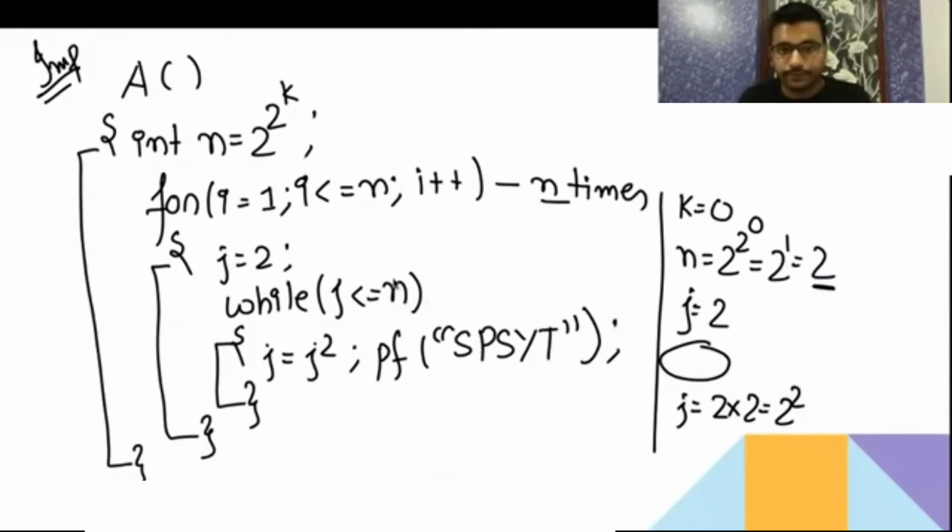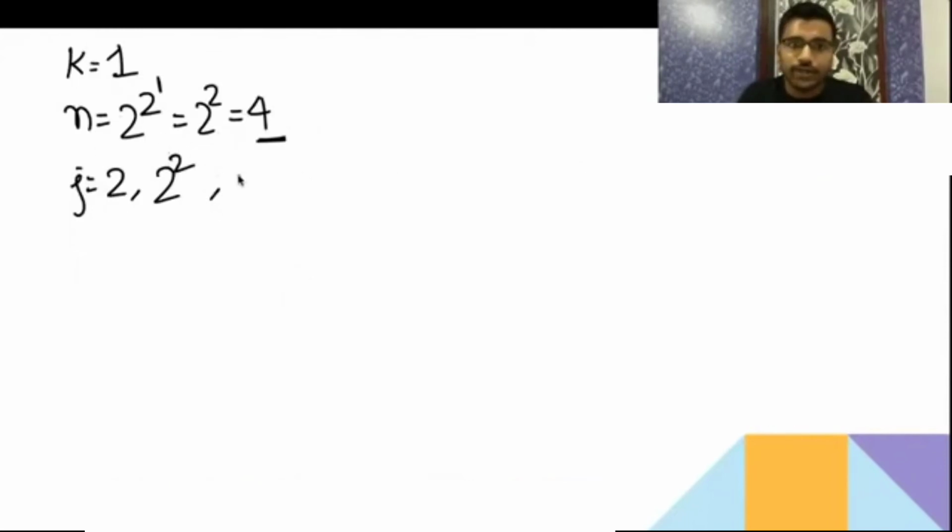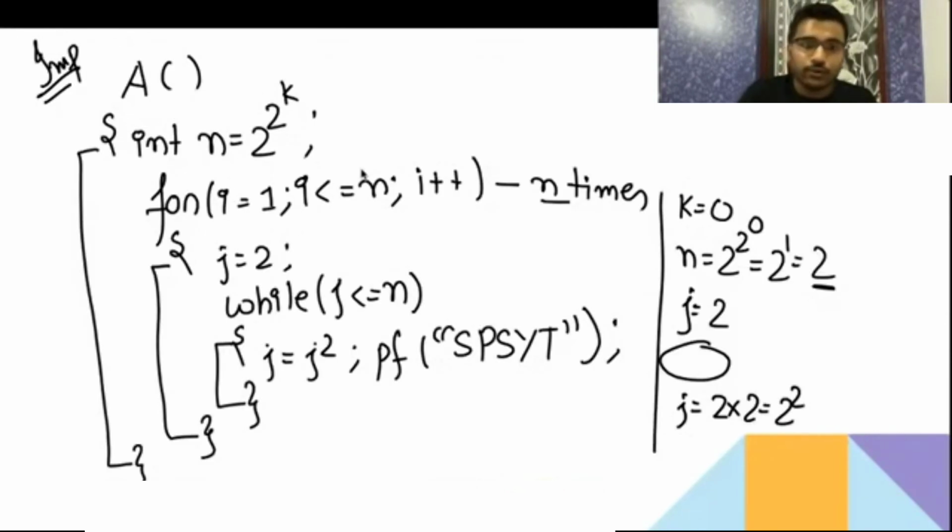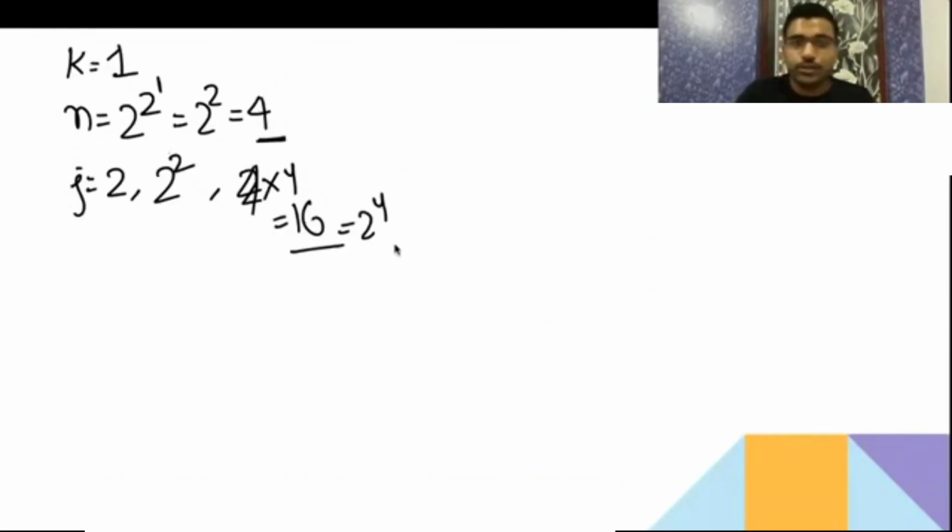It will go, so 2 to the 2 square is smaller than equal to 4. Yeah, correct. Then it will again go, so then it's going to be 4. 4 into 4, it's 16. So j will now become 4 into 4, that is 16, which is 2 to the power 4. So 2 to the power 4 is now not smaller than 2 to the power 2. So when j becomes 2 to the power 4, it is not going to go inside the while loop.